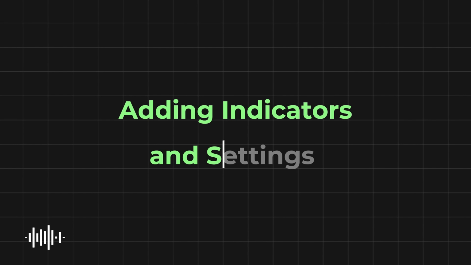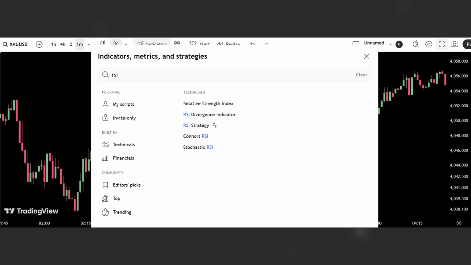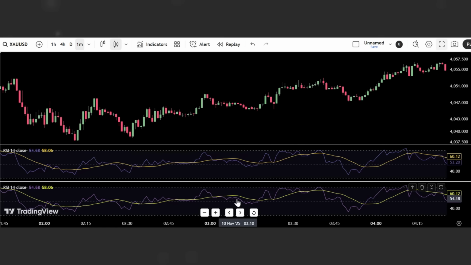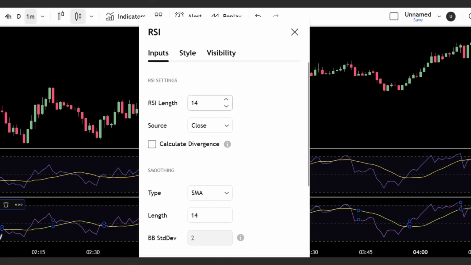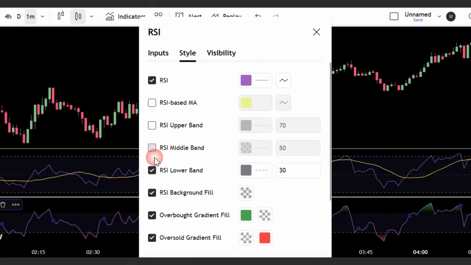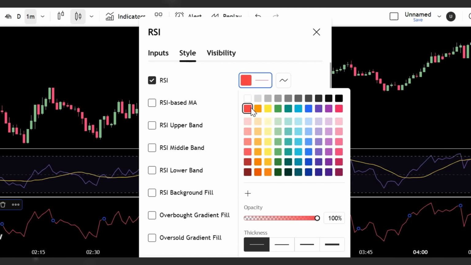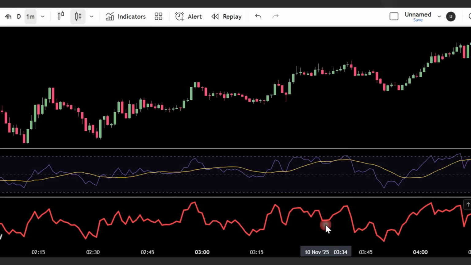Adding indicators and settings. Okay, first thing we do is open the indicators menu and type RSI. We are going to add two RSIs to the chart. Let's start with the one at the bottom. Go to Settings, Input tab, and set the RSI length to 5. Then go to the Style tab. Uncheck everything except the RSI line. Change its color to red and increase the thickness so it's easier to see. This one reacts fast to price changes, so it's a bit noisy.